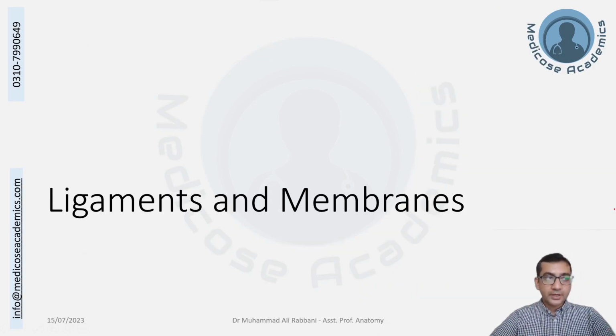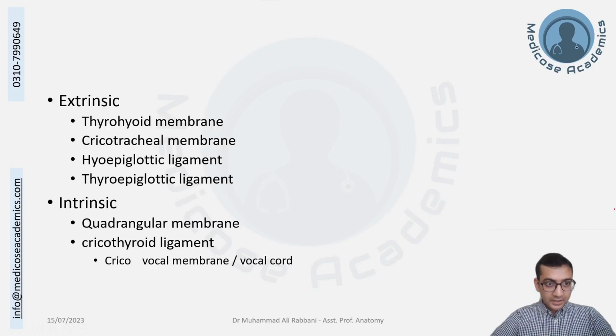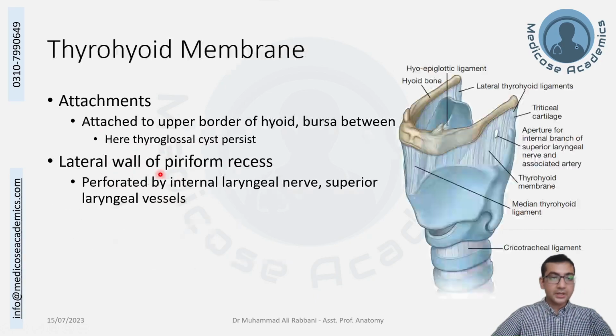Let's talk about the ligaments and membranes. The outer ligaments that were present we discussed, they were thyroid, cricotracheal, hyoid, and thyroepiglottic. Let's look at the thyroid membrane. It is attached between the thyroid cartilage below and the hyoid bone above.